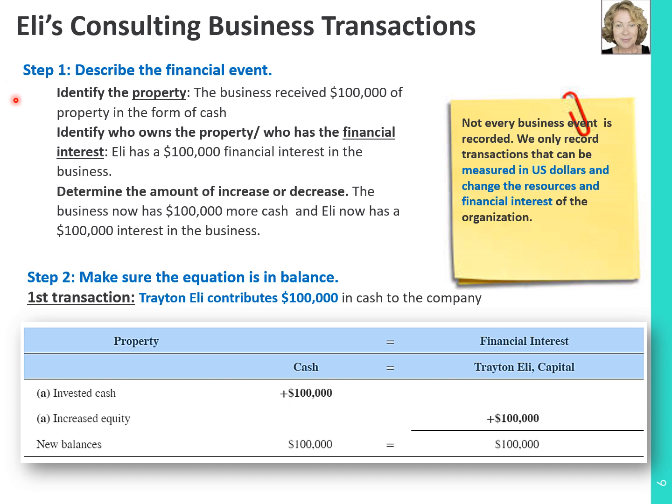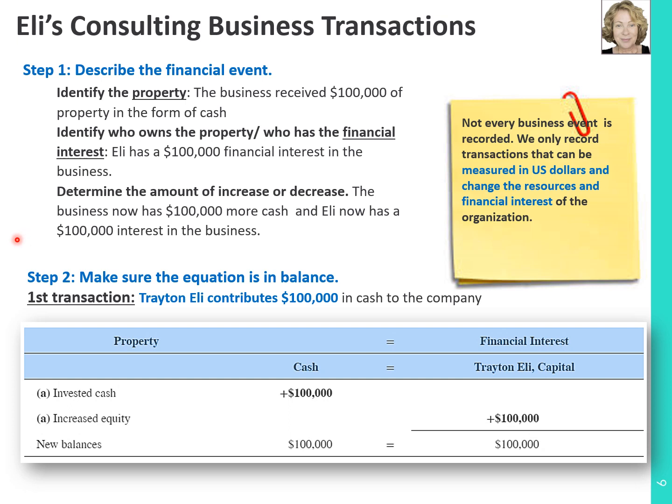We first describe the financial event by identifying the property, which in our case is that the business received $100,000 in the form of cash. Then we identify who owns the property and who has the financial interest. For this transaction, Eli has a $100,000 financial interest in the business. Next, we determine the amount of the increase or decrease. The business now has $100,000 more cash, and Eli now has a $100,000 interest in the business. That means that property increased and the financial interest obligations increased as well.